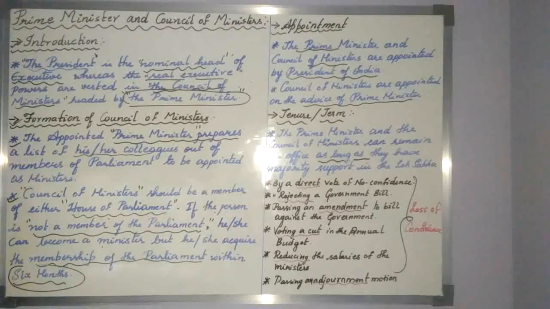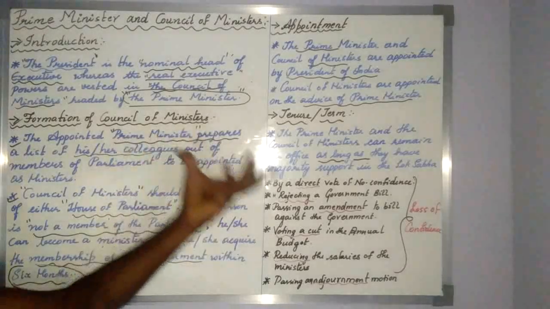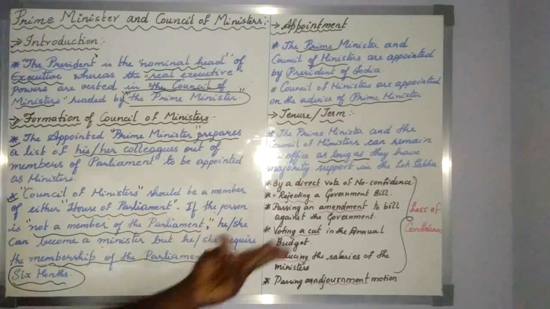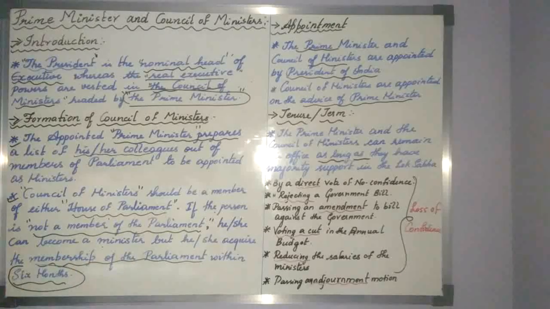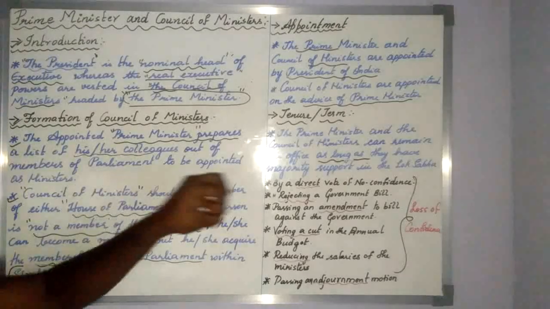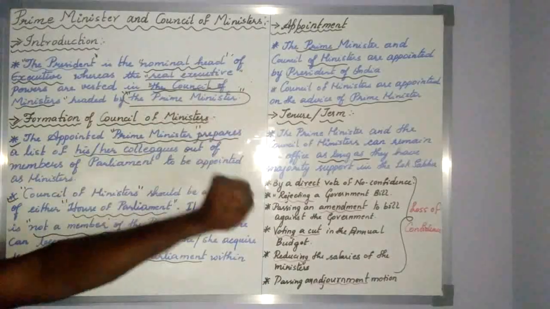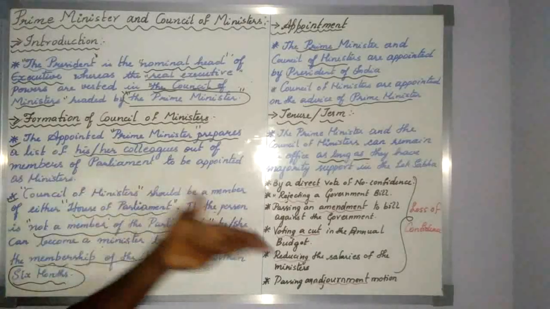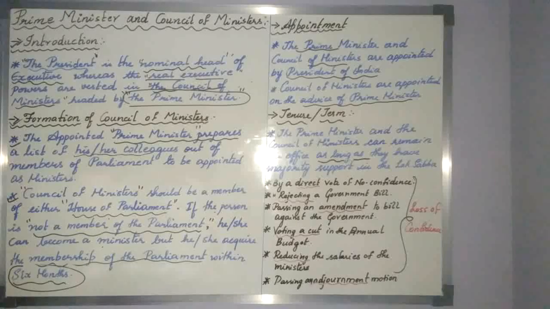And the second thing is rejecting a government bill. Any government bill, when it is presented, has to be considered and should not be rejected. If it is rejected, it can create a situation where the Prime Minister and Council of Ministers feel that they are losing the support. At the same time, passing an amendment to the bill against the government. It is not only a team of 230 or 225 members, it's a team of 545 representatives, so they should have complete support. So when an amendment to the bill against the government is passed, they particularly lose the support.